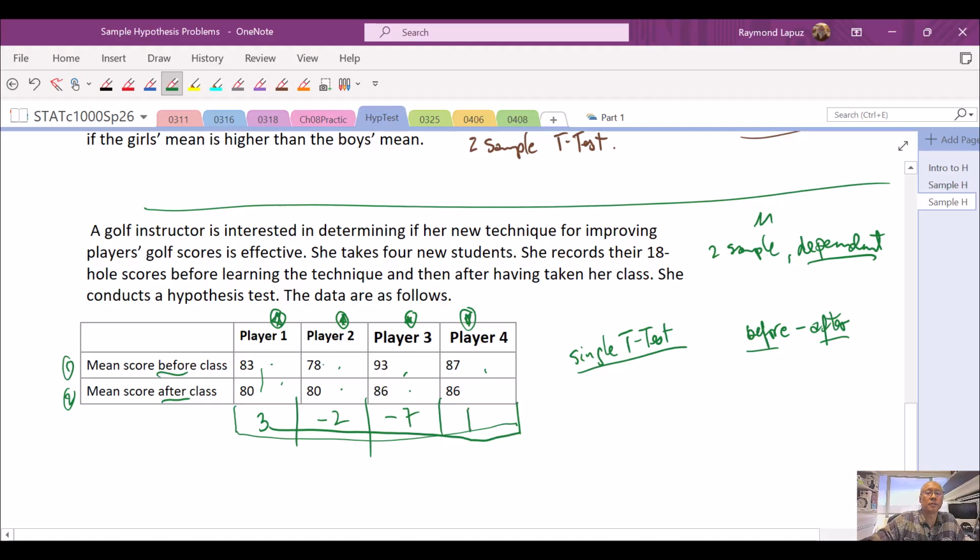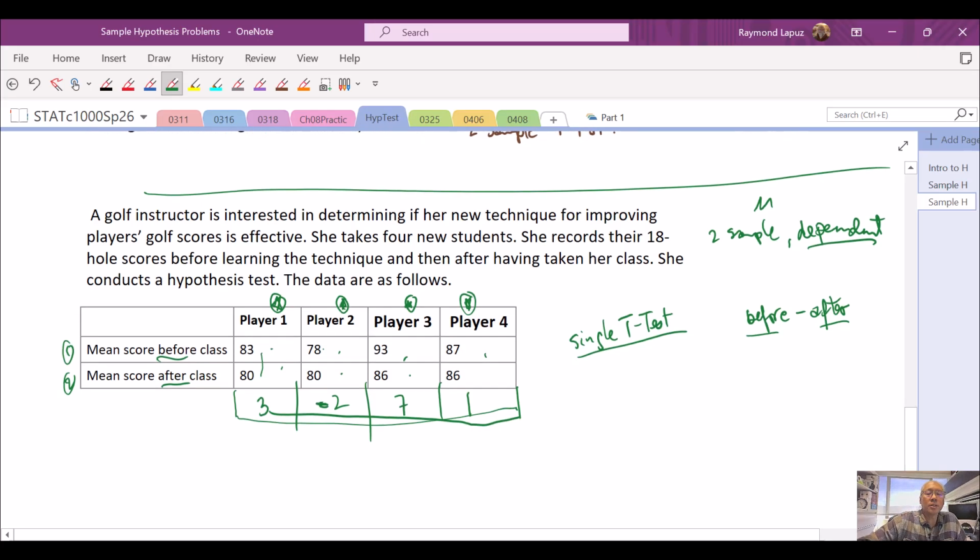Oops. Let's do that again. I think this went up. So 93 minus 86 is positive 7. Let's double check that. Yeah, so we got one negative number, the rest are positive. So these are all your x sub d's, they call them.